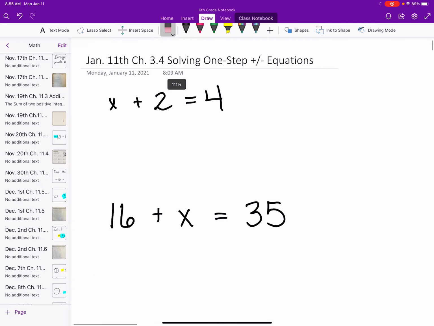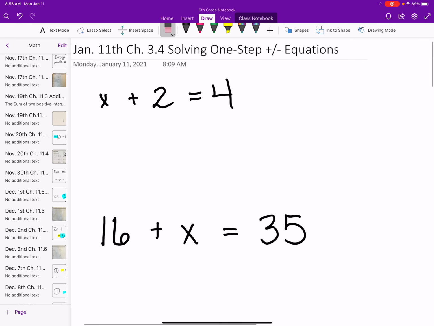So today we're focusing on solving one-step equations where you don't know what x is, so x isn't given to you, or whatever variable you have. They don't tell you what the variable is. And we're only working with addition and subtraction today. So basically when we're looking at these types of problems, we're saying x, what is x?